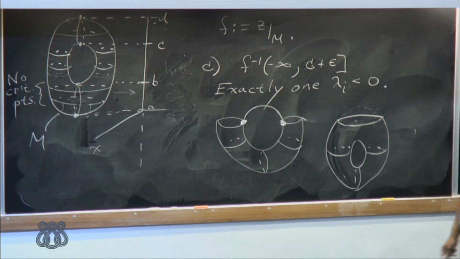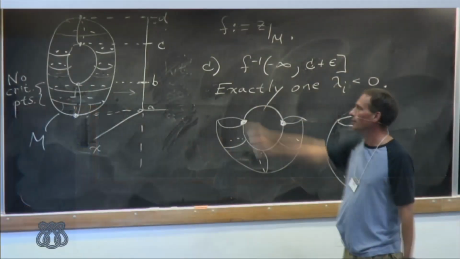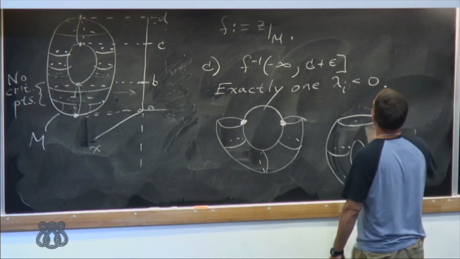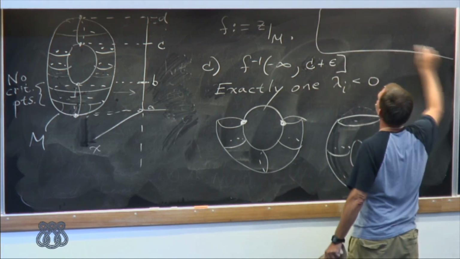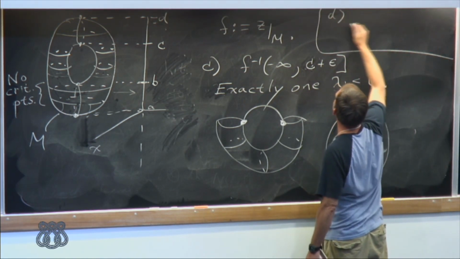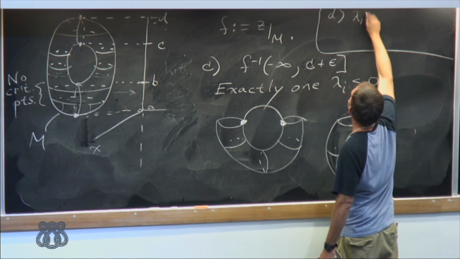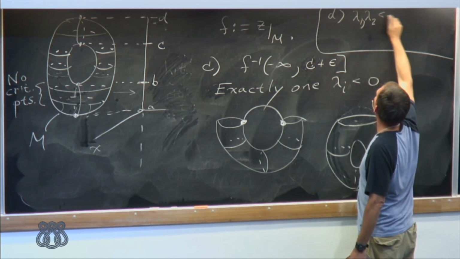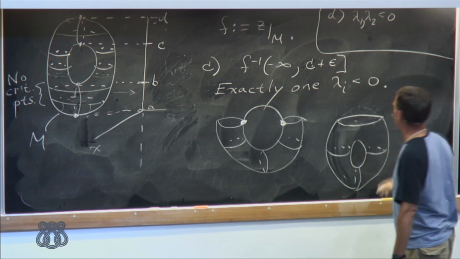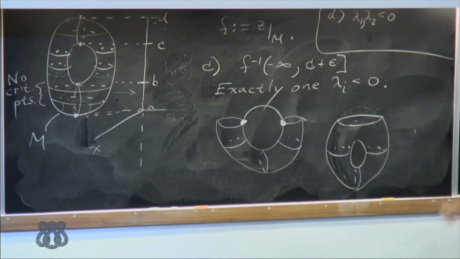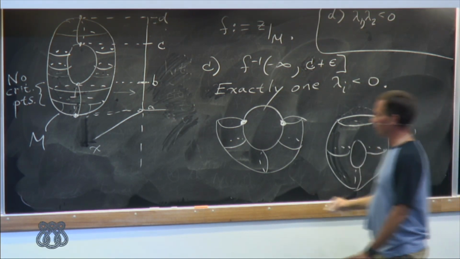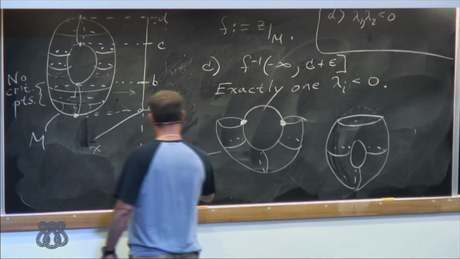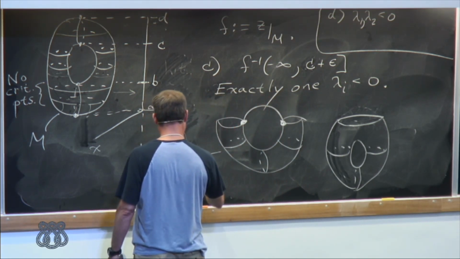And then finally, you pass through D. And as you pass through D, lambda 1 and lambda 2 are both negative. And what do you attach? Now you attach a 2 cell. Oh, so I should have said here, I want to explicitly write, attach a 1 cell.